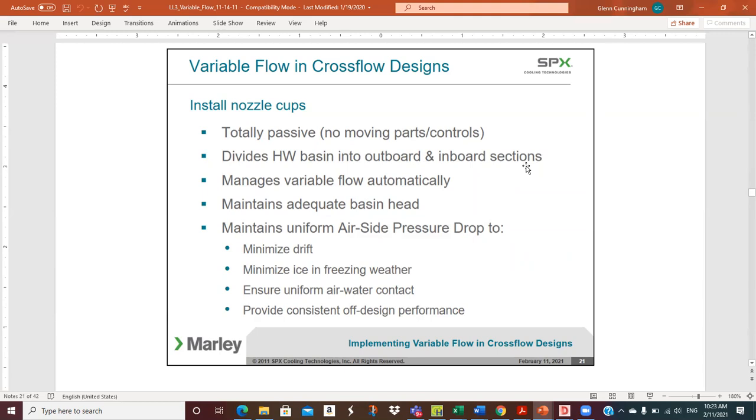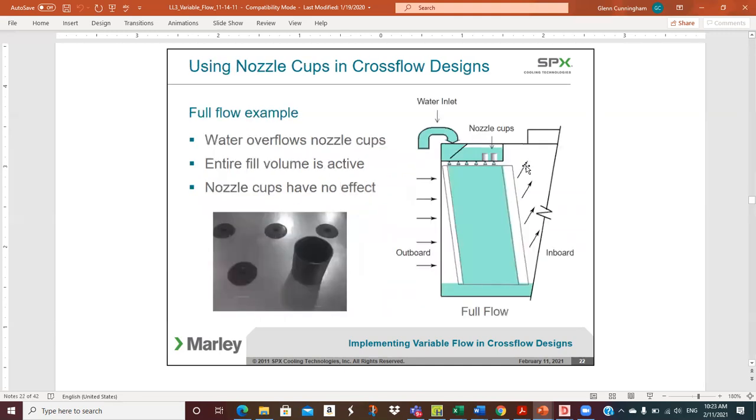So these nozzle cups turn out to be a pretty good idea, and I don't know who came up with this, but it probably was not a PhD someplace. And this is what they look like.